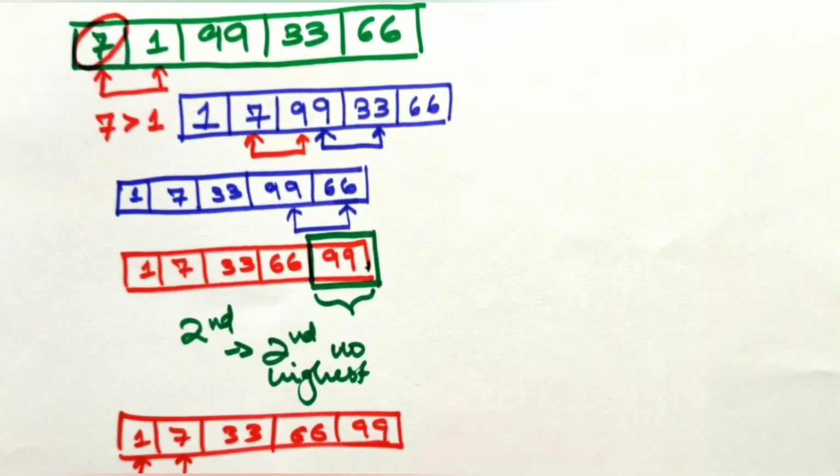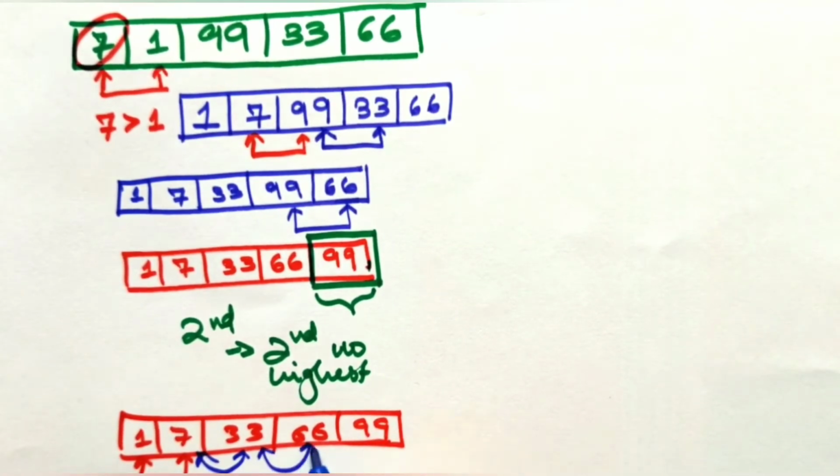Now 1 and 7 again get compared. Nothing happens. Next, 7 and 33 get compared. Nothing happens. 33 and 66, no change. And that's it. It will not check the last element again. It will stop at the second last, and now it gets its second highest number, that is 66.